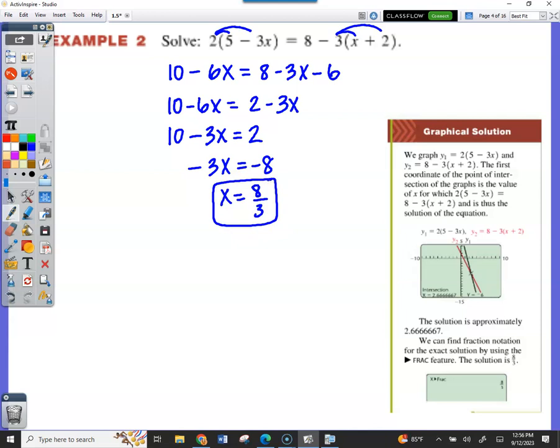Alright, let me show you something. So that's solving it by hand. Let me show you a way to solve it in your graphing calculator. Please go to your calculator.